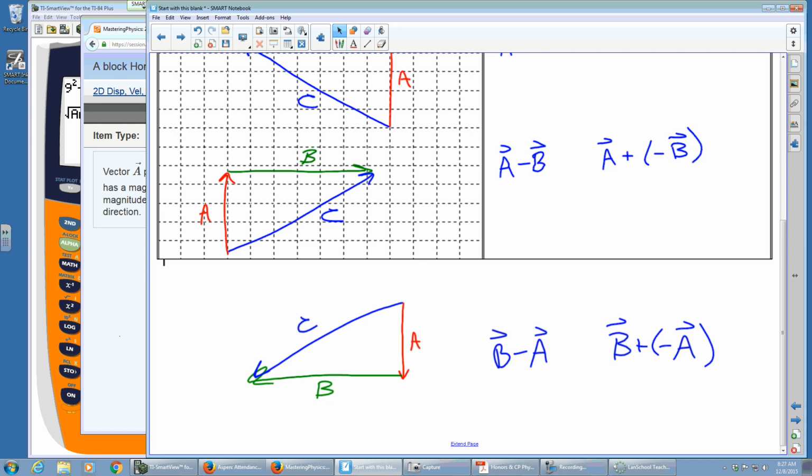Good. Do we need to do any of the math? I mean, the numerical math. We kind of did math here by doing the drawing. All right. Good.